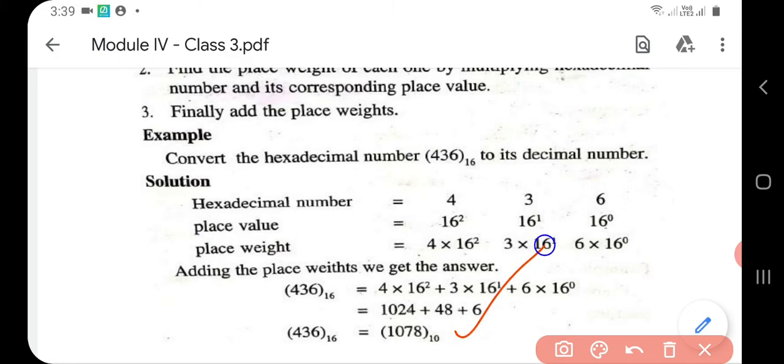This is the process, and you have already studied it for other number systems. Everything is the same, only the base is changing. If it is octal, you will be working with 8. If it is hexadecimal, you will be working with 16.